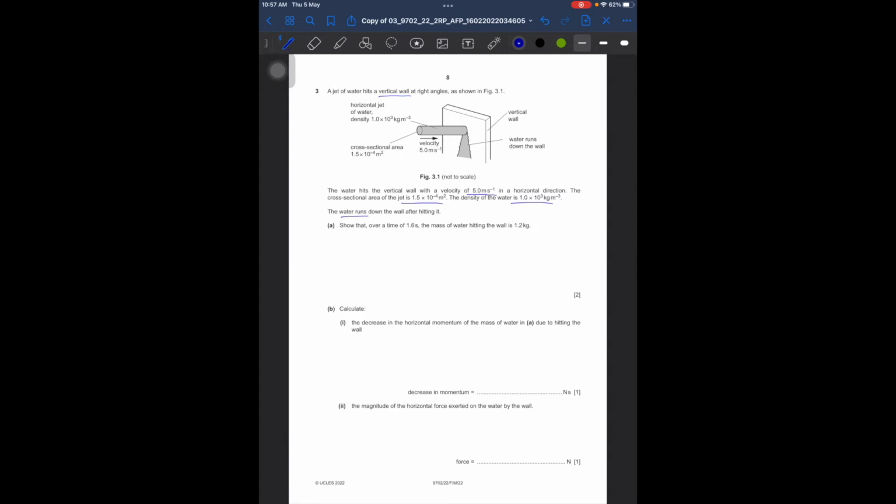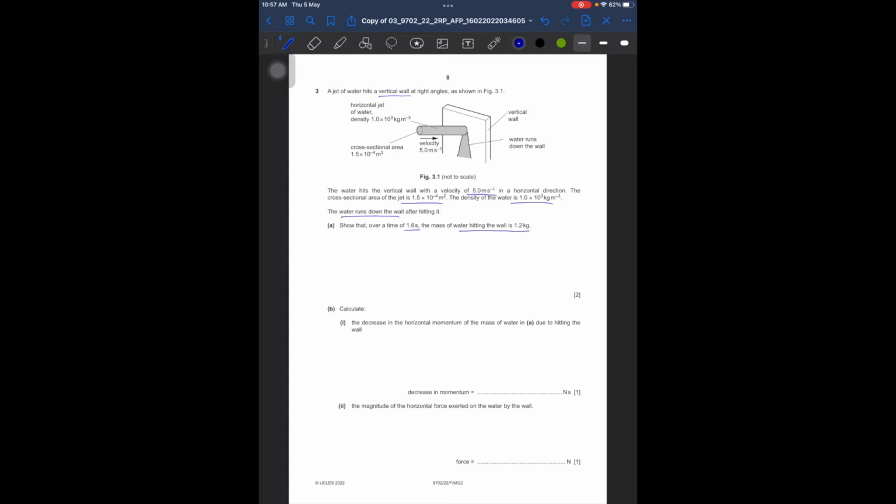The water runs down the wall after hitting it. That means it's not rebounding, it's running down the wall. So it's coming to rest, kind of. So that's why it's running down the wall. Show that over a time of 1.6 seconds, the mass of the water hitting the wall is 1.2 kg.